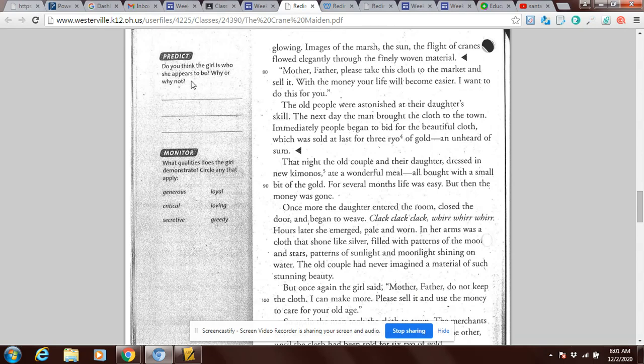So over here, do you think the girl is who she appears? Well, doing my active reading, I already figured this out, and that's why you need to do active reading. No, I think she is the crane.